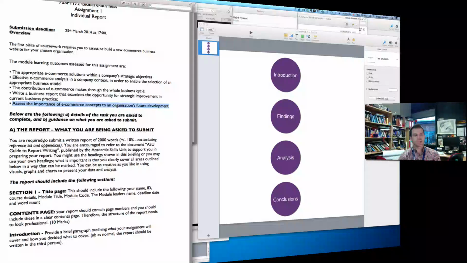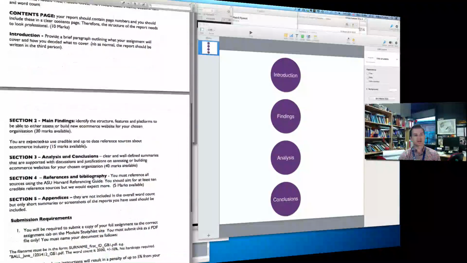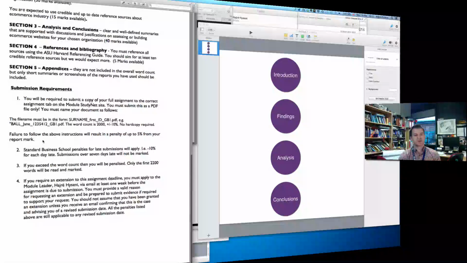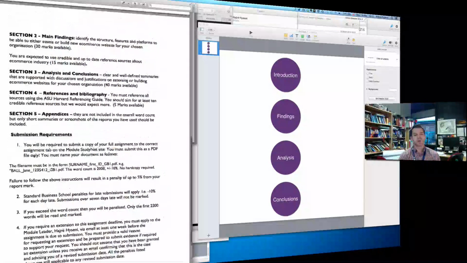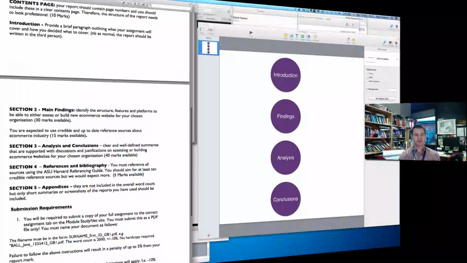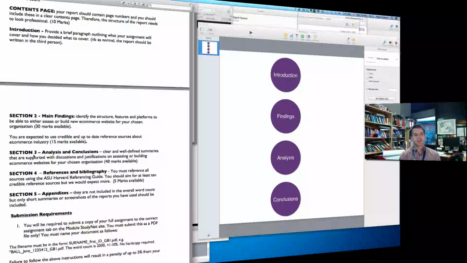So I don't think there is anything else I wanted to talk to you about, but as you know, it's 2,000 words, 10% plus or minus, so it can be 1,800 words or 2,200 words, but don't go above that because, as you know, we won't be marking if it goes above that. So I think those are probably the key things to be thinking about.